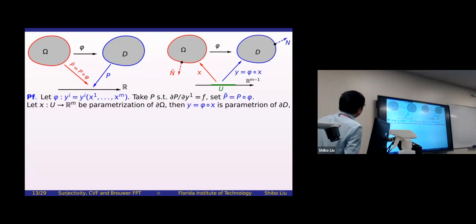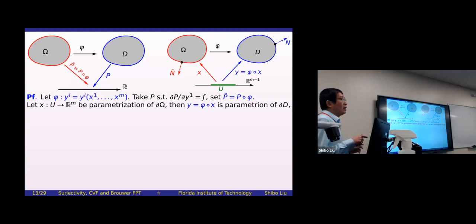So we have some pictures here. Phi is the transformation from omega to D. The point in D is denoted by y, and the point in omega is denoted by x. Therefore, if you write the transformation phi in components, it is n functions y1, y2, ..., yn, functions of x1, ..., xn. Then we take the capital P, which is C^1, whose partial derivative with respect to y1 is f. Then P is a function defined on D whose partial derivative is our integrand f. And P∘phi is the composition of P and phi. Then our assumption is that omega is simple.